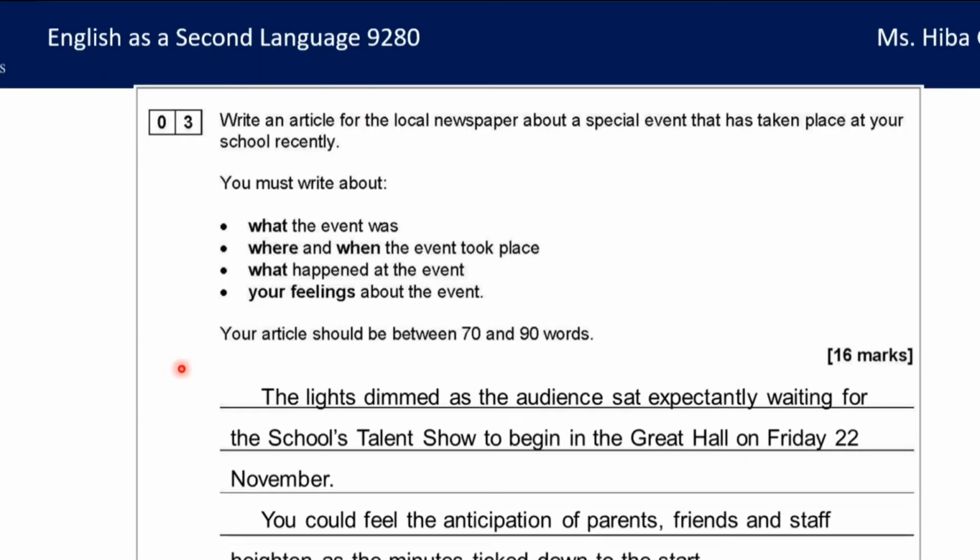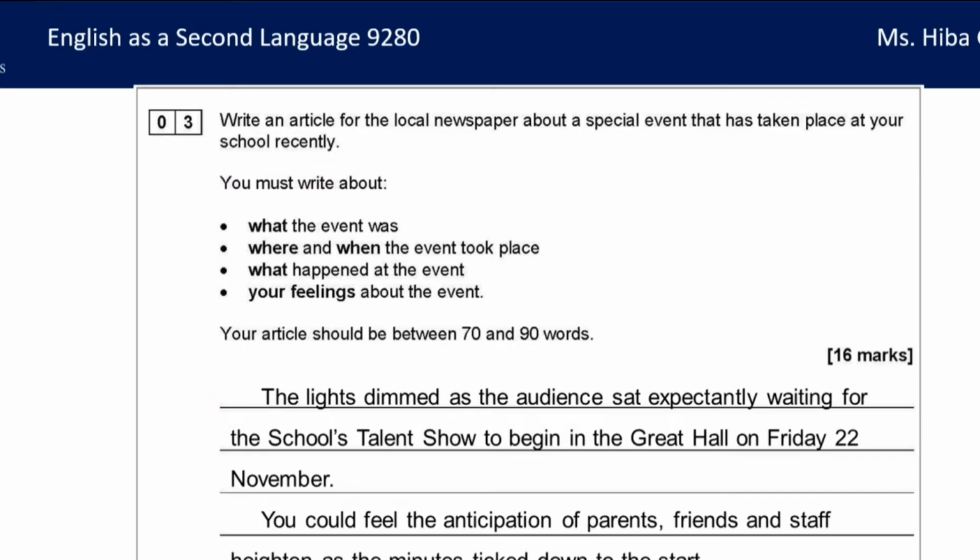Let's now revisit the example. In this scenario, they require an article about a special event that occurred at your school. It's crucial to read the prompt carefully and underline the keywords. Make sure that you accurately address what is being asked. The event took place at school, and the audience could be your fellow students or the local community.